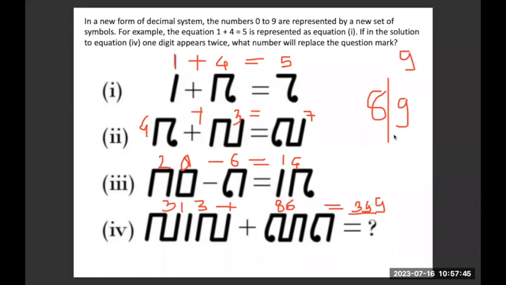One last condition which is given is, if in the solution to equation 4, one digit appears twice, what number will replace the question mark? That is the last condition which is given. If I say instead of 8, this is 9, then there won't be a digit which is getting repeated. So using that logic, I'll say this will be 8, and 9 will be some other symbol. That way this gets set.